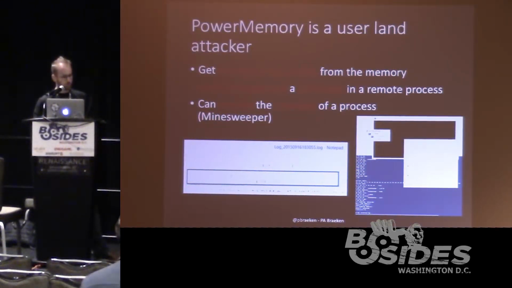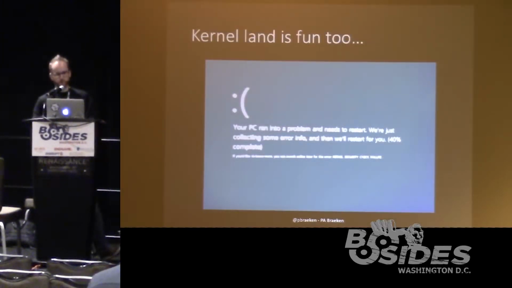So PowerMemory is a user land attacker, as I said. You can get Windows passwords from the memory. It's not the same thing as Mimikatz, because Mimikatz will call the API. Here I just use the debugger. You can inject and execute shellcode in a remote process. You can modify the memory of a process. Then you can do kernel stuff too.